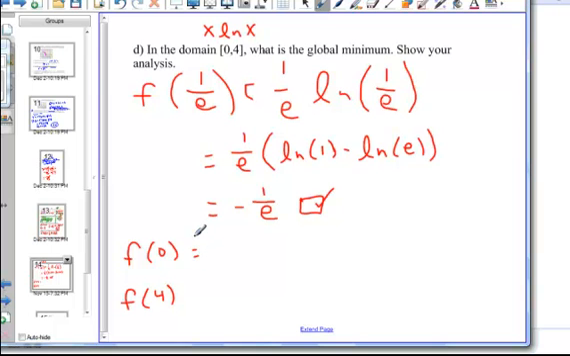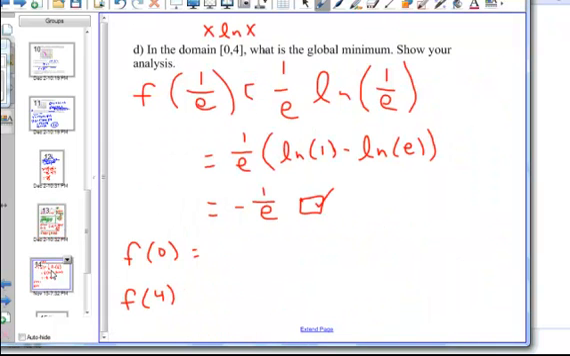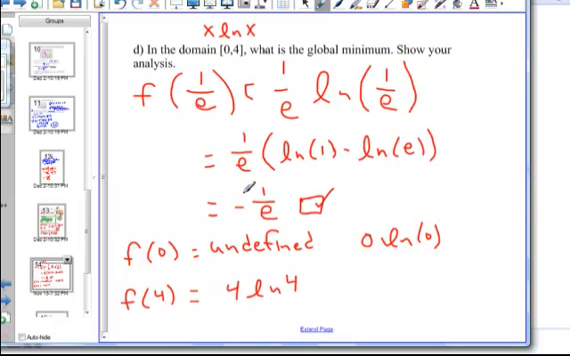Well, let's see. At 0, it should be undefined. So f of 0 is undefined because putting 0 in, we'd have 0 times ln of 0, and ln of 0 is undefined. And then at 4, we'd have 4 ln of 4, and that's a pretty big number. Well, not huge, but certainly bigger than a negative number.